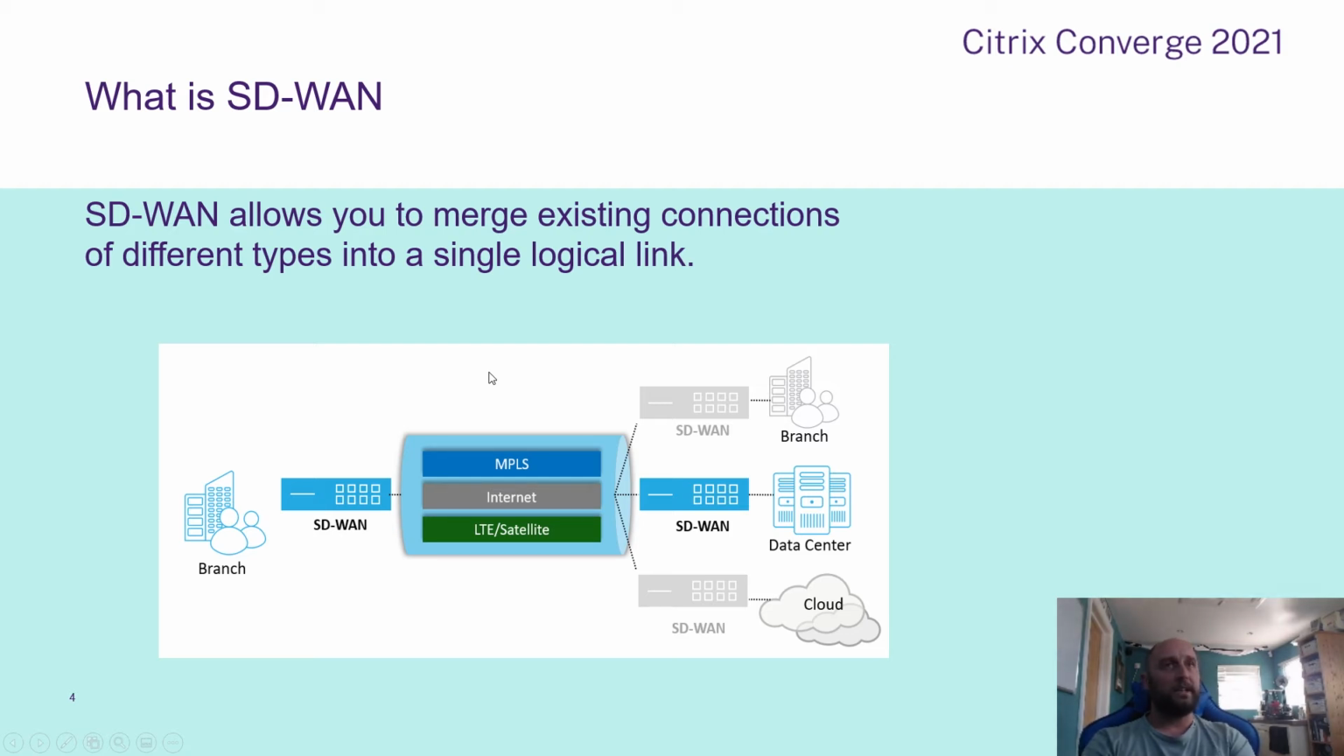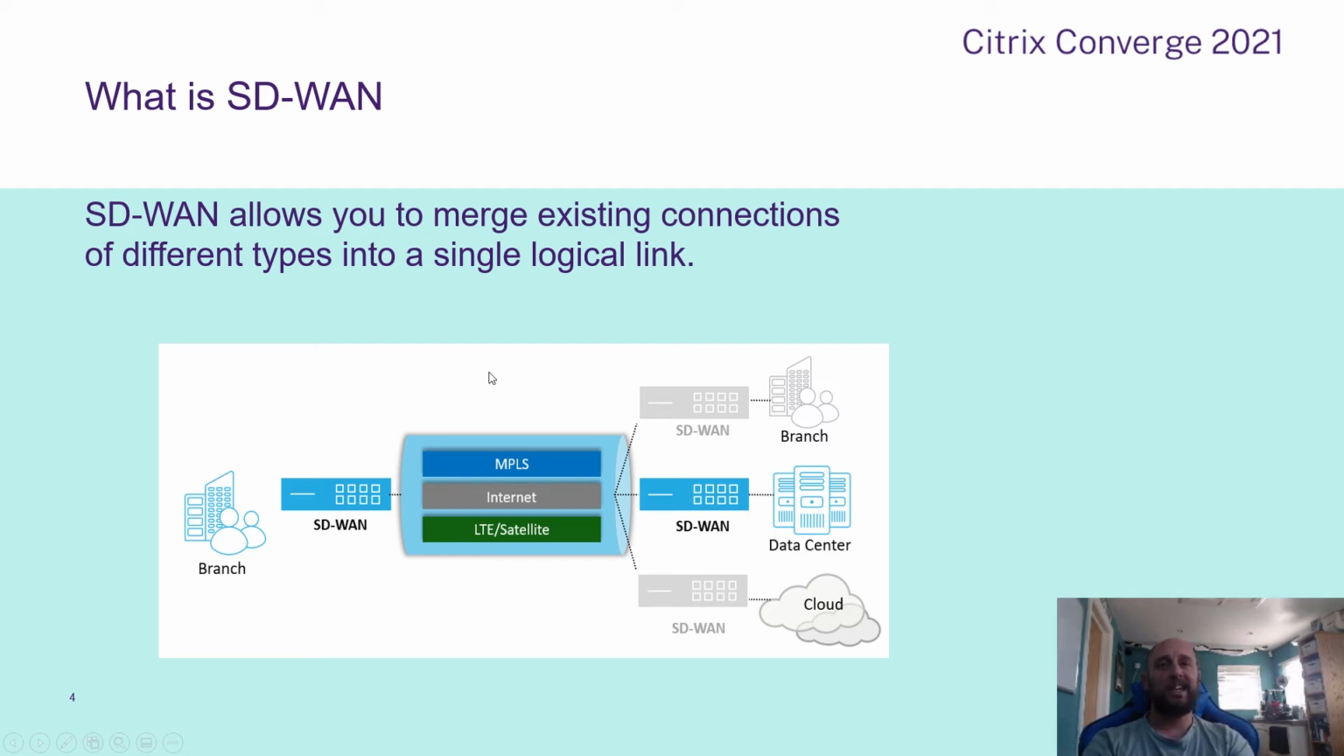So what SD-WAN does is it will mesh all of those connections together and create a logical link that runs over the top of that physical networking layer. And then all of that traffic that flows over that overlay network, as it's called, you can look at and you can prioritize and categorize.